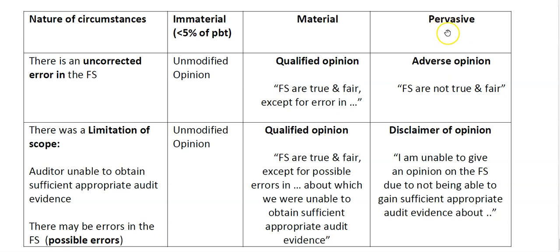When there are pervasive matters affecting the financial statements, where the auditor knows there's an uncorrected error, then it's an adverse opinion where they say the financial statements are not true and fair, so they're not at all reliable, don't rely on them. Or where it's a limitation of scope, the auditors give a disclaimer of opinion, where they say they're unable to give an opinion on the financial statements.